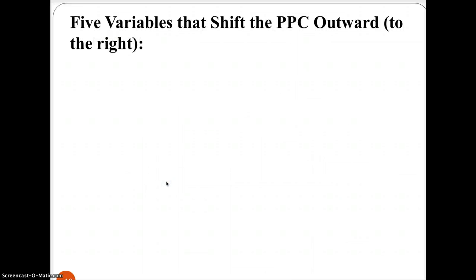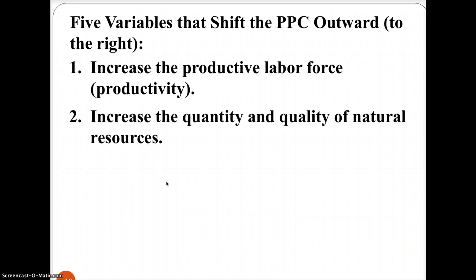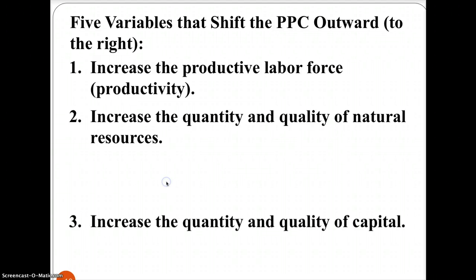Now there are 5 variables that can shift the production possibilities curve to the right, or outward. The first one is an increase in the productivity of the labor force. When a labor force is more productive, there is long-run economic growth, and the production possibilities curve can shift to the right. An increase in the quantity and quality of natural resources can also promote long-run economic growth and shift the production possibilities curve to the right.